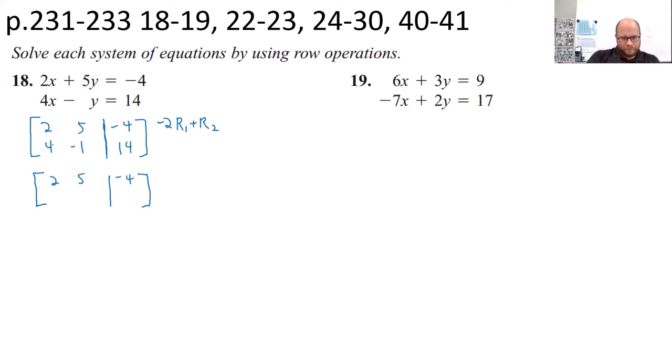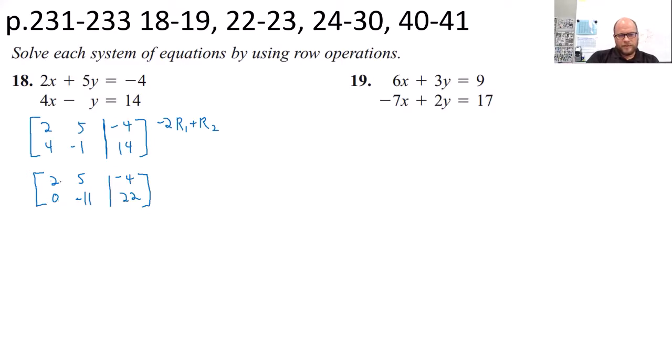On the next line, so we're taking the 2 from the first row, multiplying it by -2, so it's -4, adding it to the 4 on the bottom, so that's 0. Then we're taking the 5, doing the same thing, multiplying by -2, that's -10. -10 plus -1 is -11. Then we're going to have the -4 times -2 gives us a +8. +8 plus 14 is 22. So now we have 0 in the correct place.